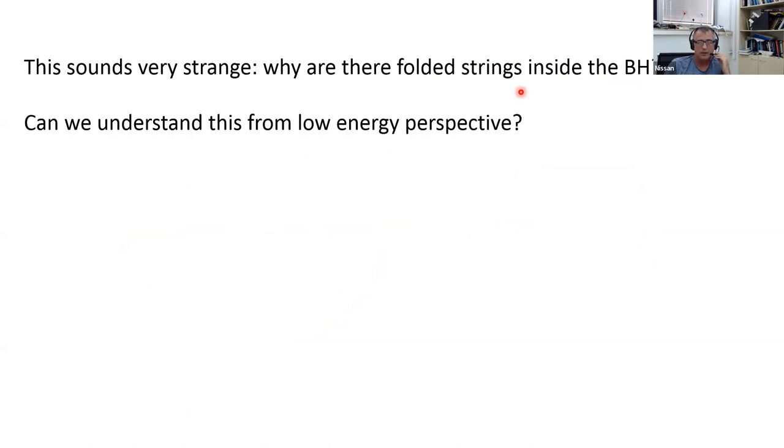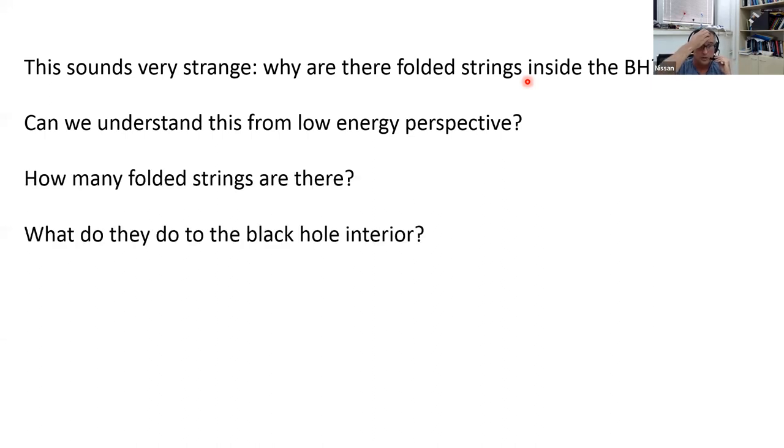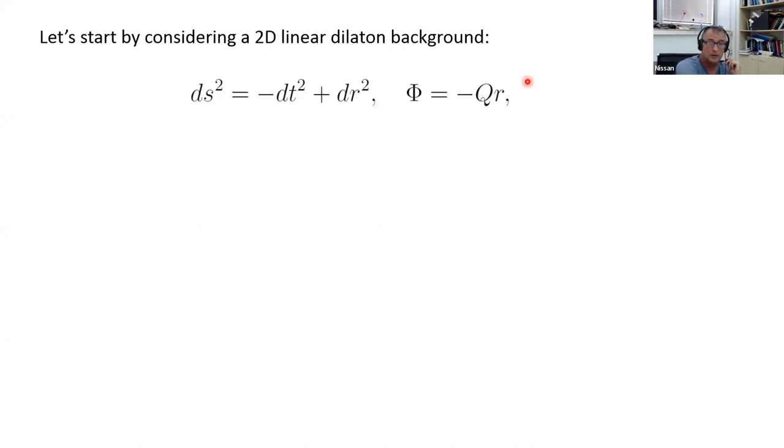But this is a very indirect argument, and it would be very nice to understand this from a low energy perspective. And if we manage to do that, then we should be able to answer these questions. First of all, how many folded strings are there behind the horizon, and what do they do to the black hole interior?